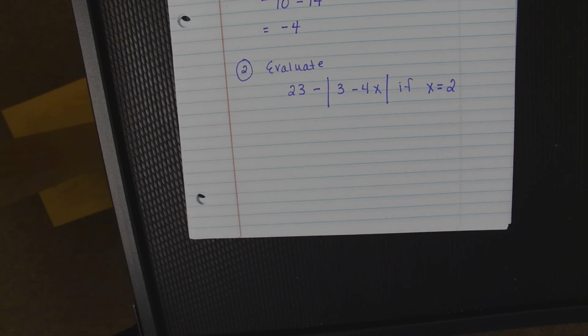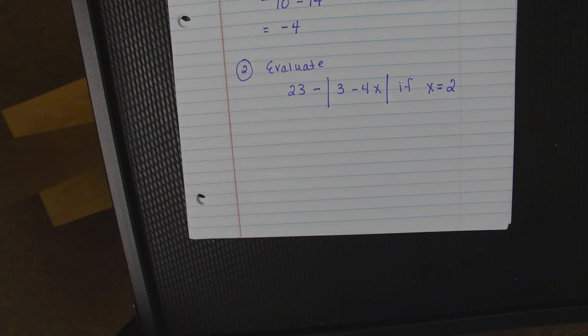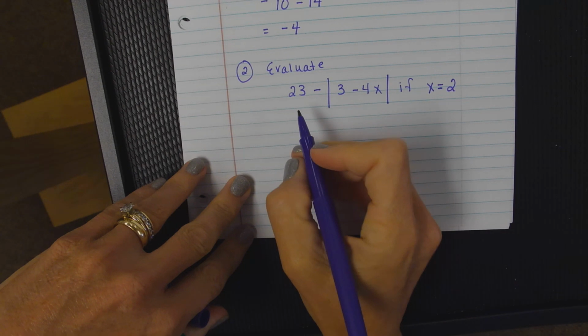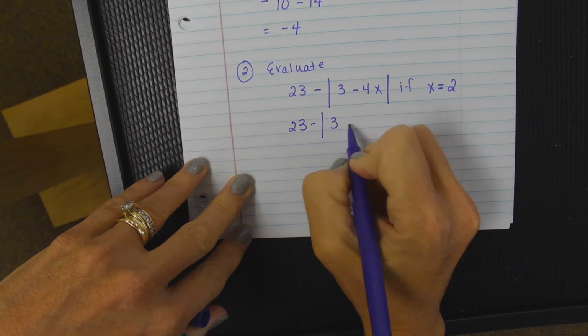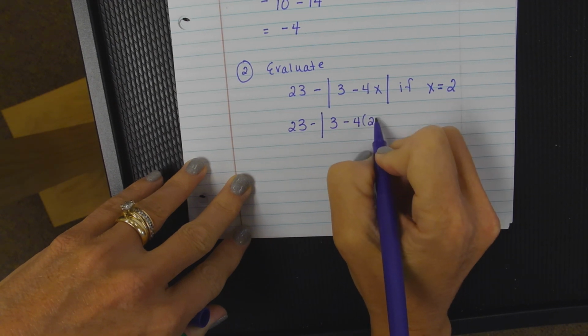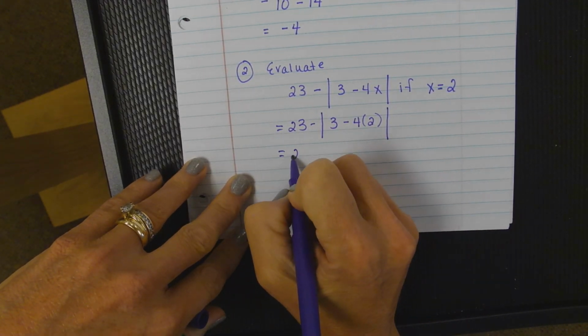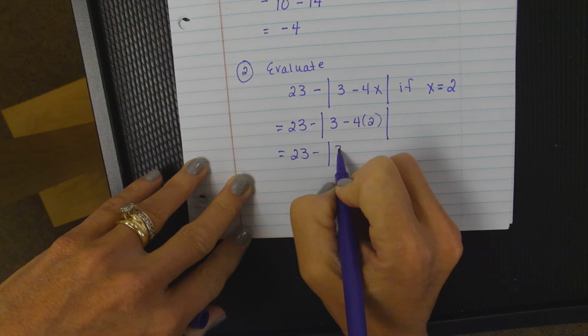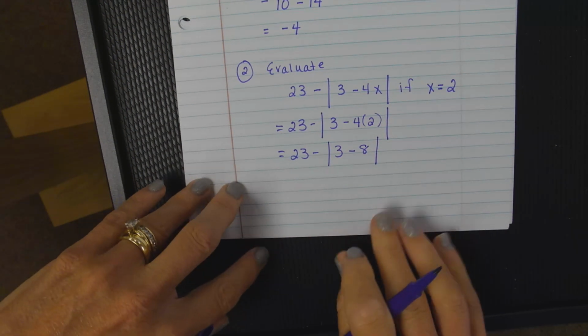All right, your answer is a positive two-digit number, less than 20. Who's got it? 18. Who got 18? All right, let's do it together. So I'm going to bring down 23 minus the absolute value of 3 minus 4 times 2. Okay, so I'm going to do the math here. 23 minus the absolute value of 3 minus 8. I'm doing extra steps.